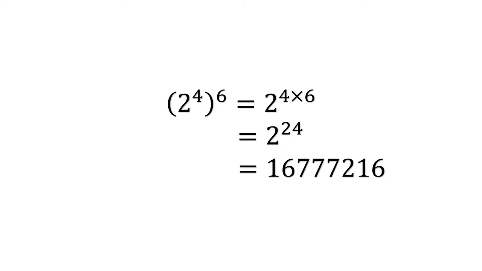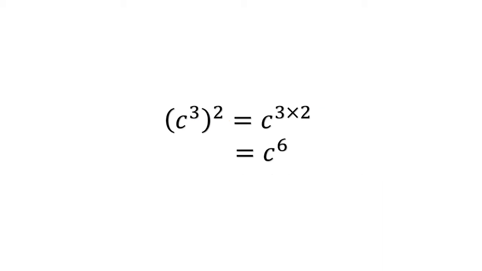Let's have a look at an example. 2 to the power of 4 multiplied by 6 will yield 2 to the power of 4 times 6, and that will equal 2 to the power of 24, which will then again give us a very big number, 16,777,216. The same if we use variables. c to the power of 3 multiplied by 2 will yield c to the power of 3 times 2, and that answer is c to the power of 6.